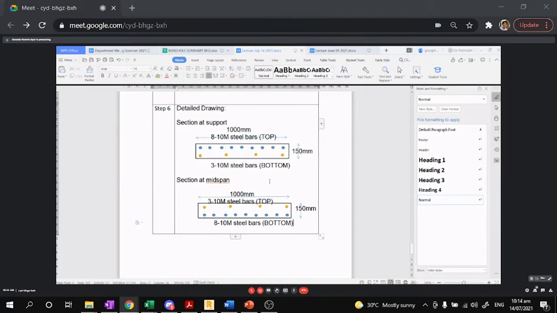Now, I am going to ask you. Why are there many bottom bars at midspan? What does that mean? Anybody can answer? Because the tension is at the bottom, sir. That's correct. You reinforce where tension is.